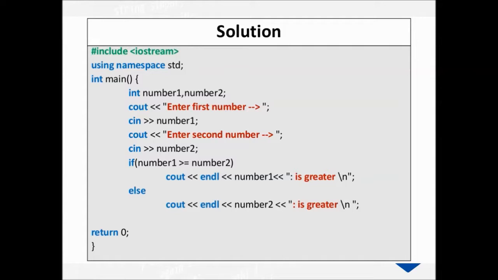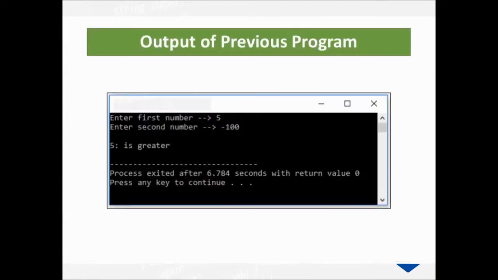The output of our program is as follows. First the program asks the user to enter two numbers. For example, the user enters 5 and minus 10. So the first condition becomes true and it prints on the screen 5 is greater, and it ignores the statement written under the else statement.